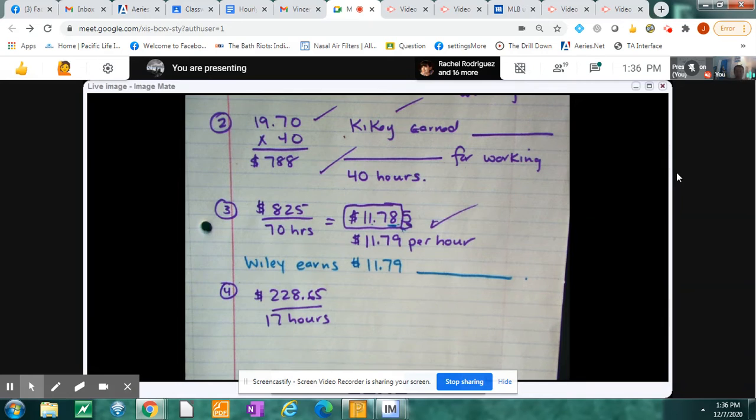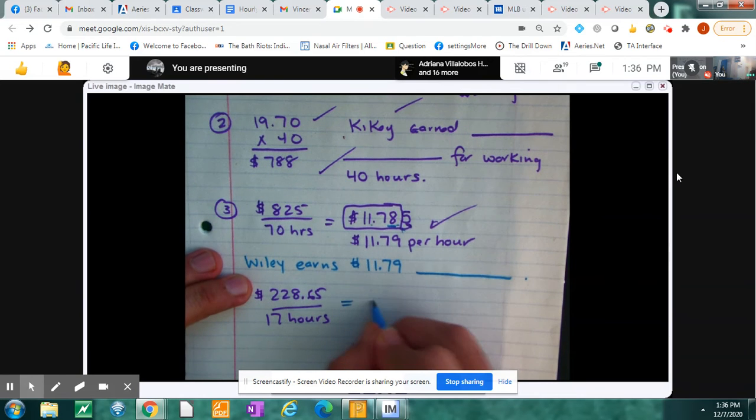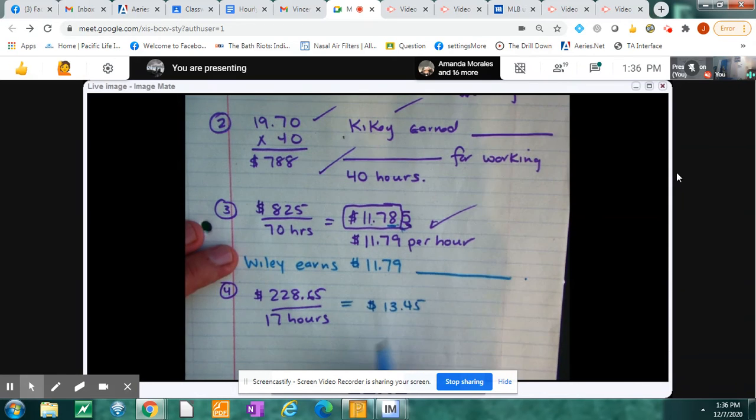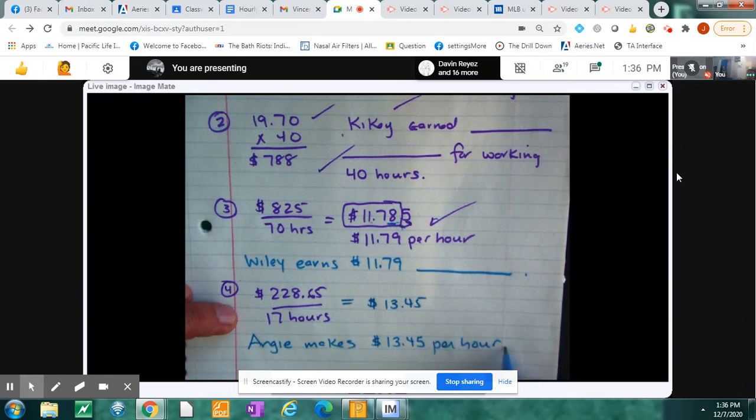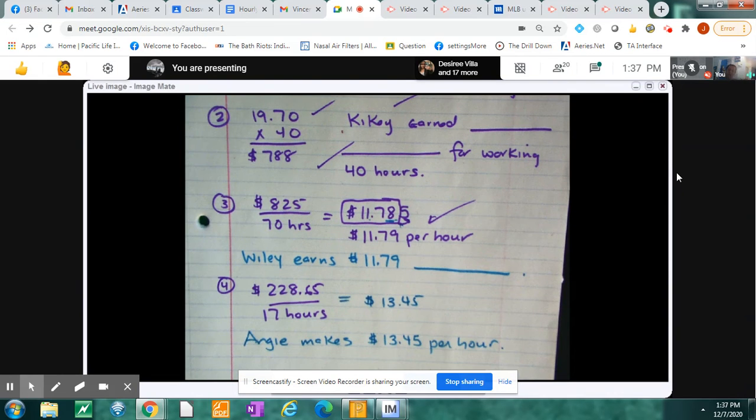So now all you have to do is use your calculator. $228.65 divided by 17. That one's a nice one. So that is $13.45. So Angie makes $13.45 per hour. And that's fine. Okay, per hour.